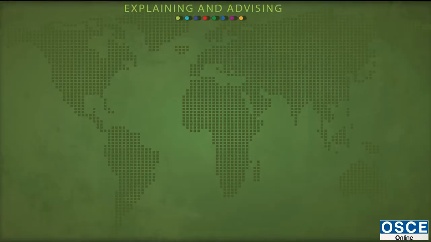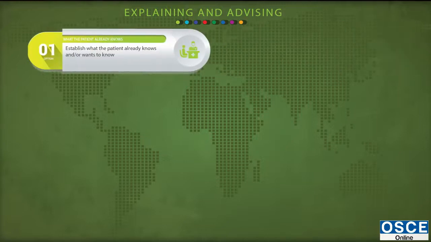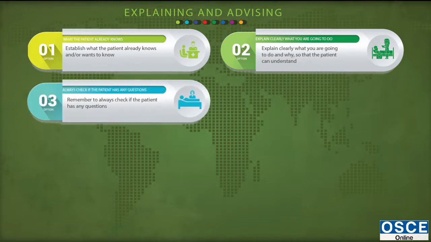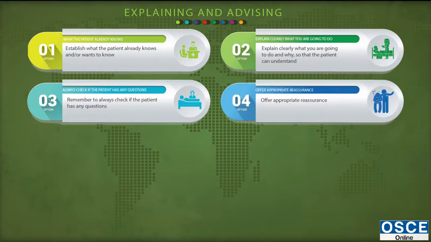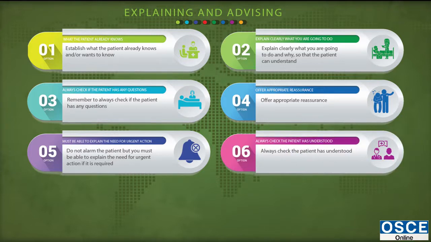B. Explaining and advising. Establish what the patient already knows or wants to know. Explain clearly what you are going to do and why so that the patient can understand. Remember to always check if the patient has any questions. Offer appropriate reassurance. Do not alarm the patient, but you must be able to explain the need for urgent action if it is required. Always check the patient has understood.